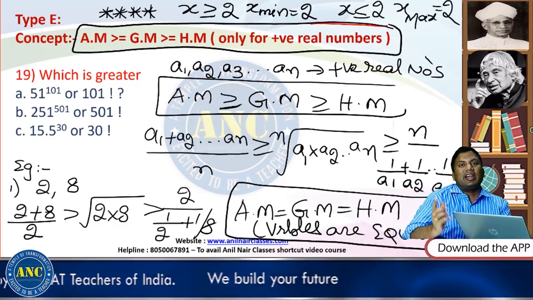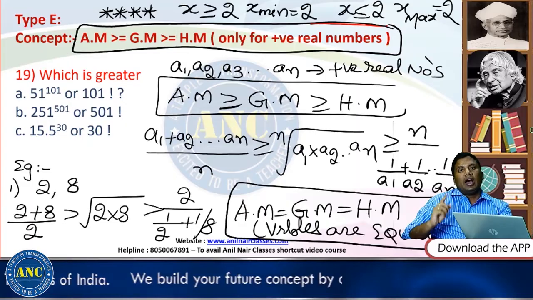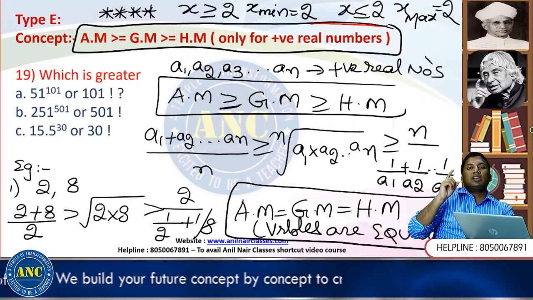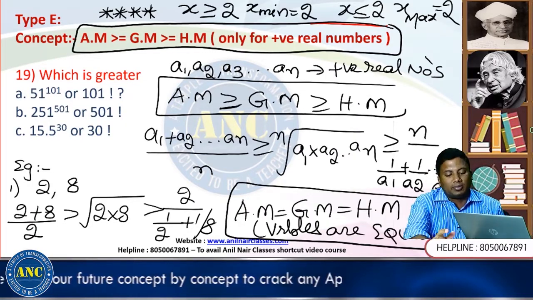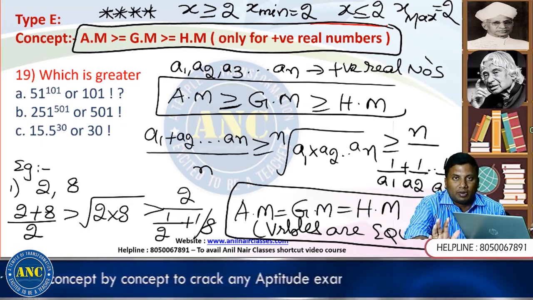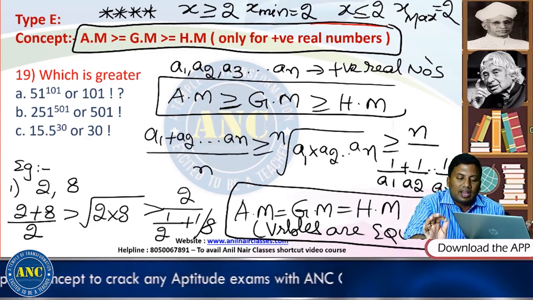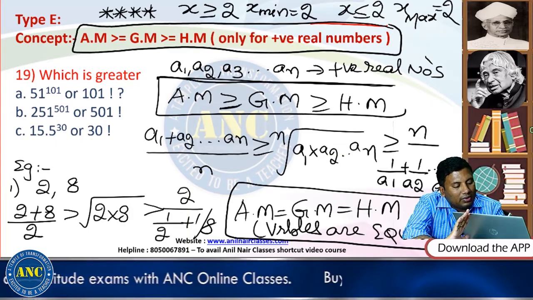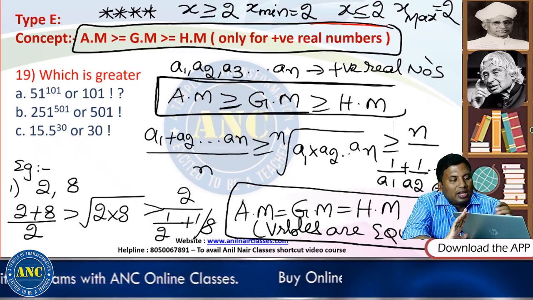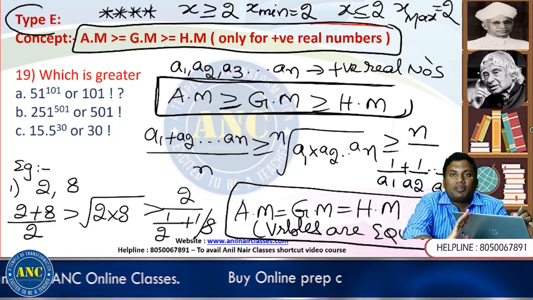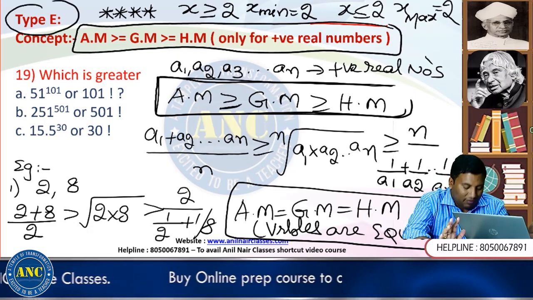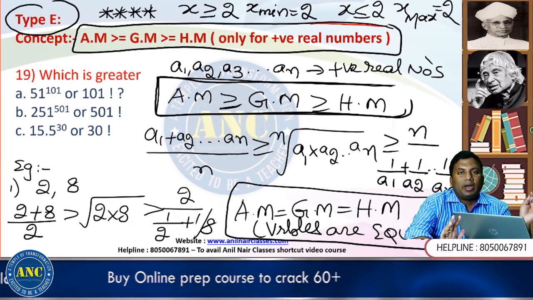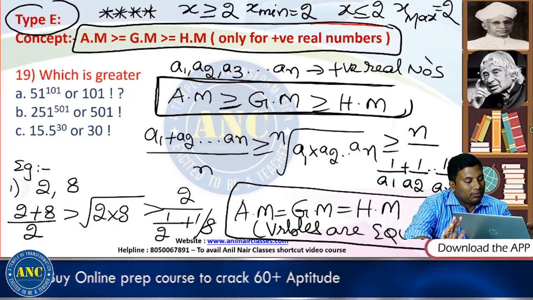Because there is a greater than or equivalent to symbol, I can determine minimum. Because there is a less than or equivalent to symbol, I can determine maximum. Greater than or equivalent to or less than or equivalent to. AM greater than or equivalent to GM greater than or equivalent to HM. Type E, which we could not finish in session number 3, we will cover right now. One by one we will discuss all the problems.